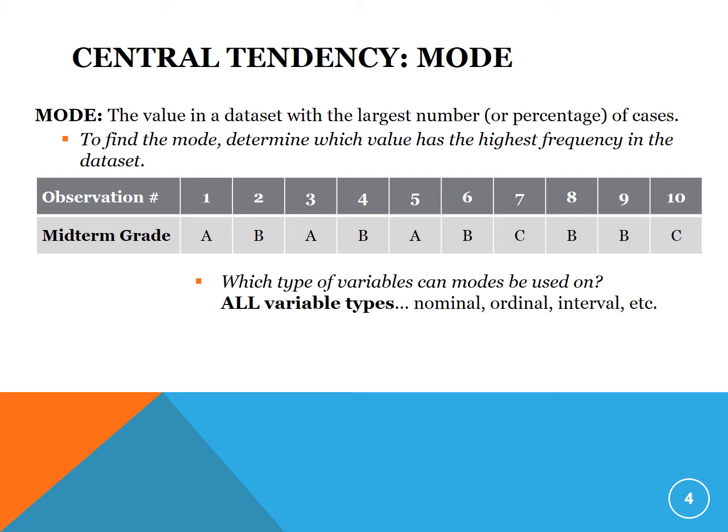So which type of variables can modes be used on? Is it nominal, ordinal, interval? Well, all types of variables. Every type of variable, right, you can see which value is most frequently seen in the data set. But which one is easiest to see? Probably the nominal variables or the ordinal variables, because they're in categories, right? So we can see those much easier. Granted, you can see the mode for all variables though.